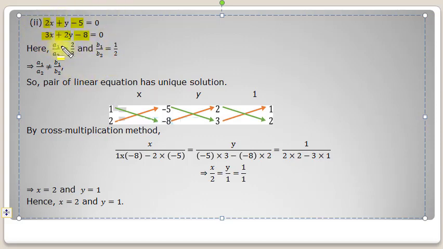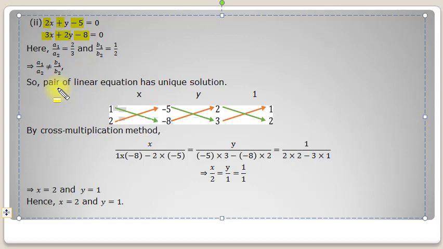After identifying the values of a1, b1, c1 and a2, b2, c2, we will find the ratios a1 upon a2, b1 upon b2 and c1 upon c2. If the ratio a1 upon a2 does not come equal to b1 upon b2, then there is no need of finding the third ratio, because if the first two ratios, a1 upon a2 and b1 upon b2, are not equal to one another, then the pair of linear equations has a unique solution. If the first two ratios are equal, then only we will find the third ratio c1 upon c2, otherwise no need of finding the third ratio.